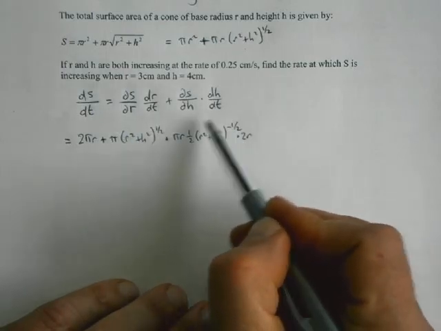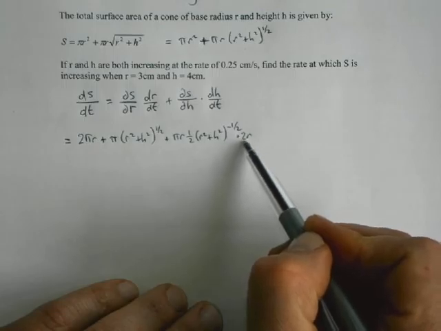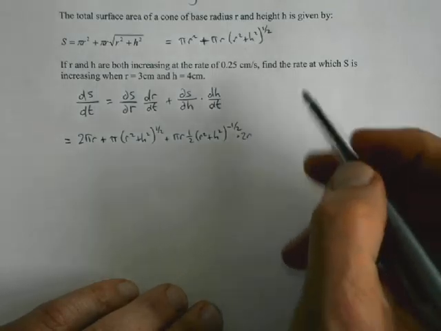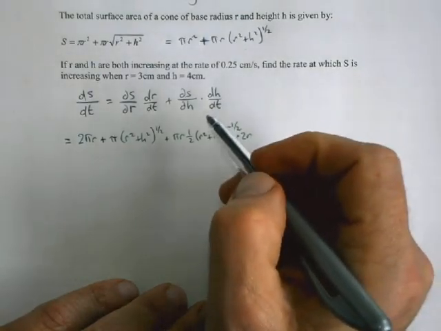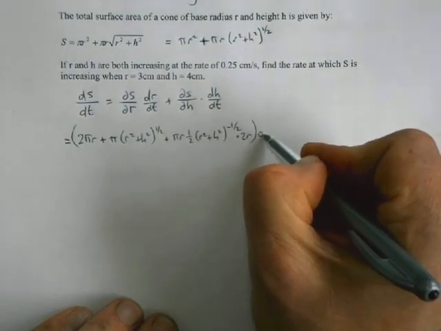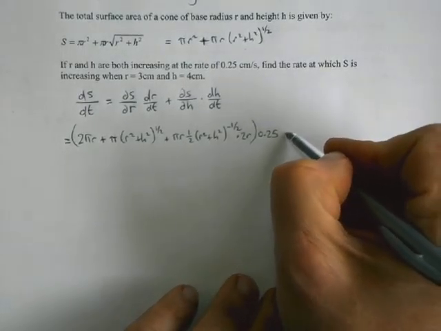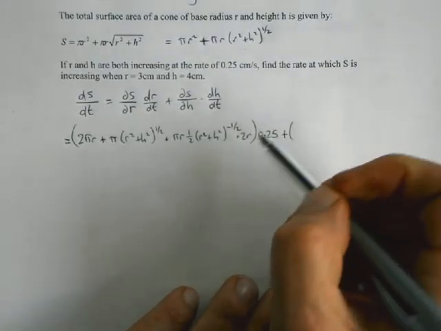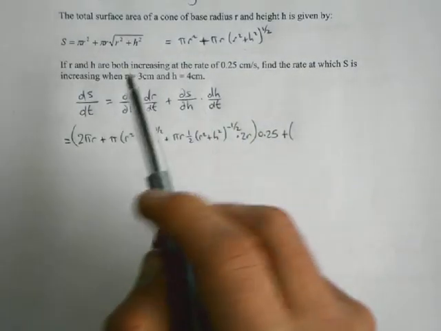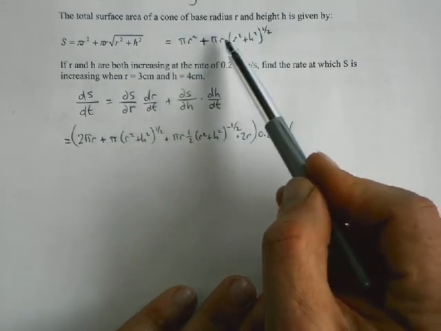Okay, because we want to differentiate the second bit, R squared plus H squared to the power of a half. Half comes down the front, drop the power by 1, times the derivative of the inside bit. Chain rule. Okay, and that's all got to be multiplied by how fast R is changing, which is 0.25. And then we add on, bracket, how S is changing with regards to H.